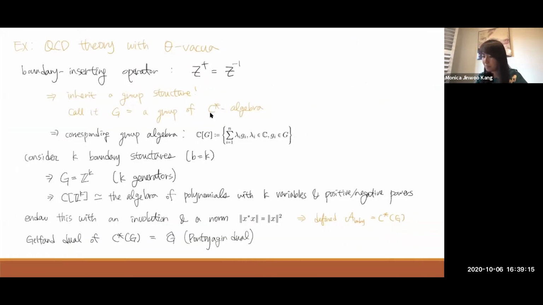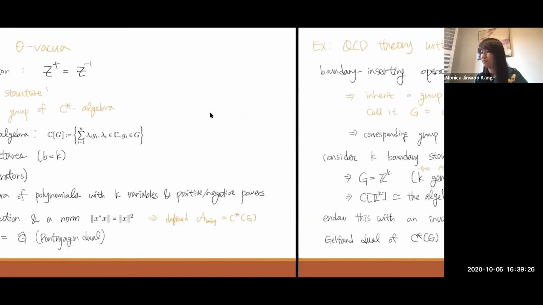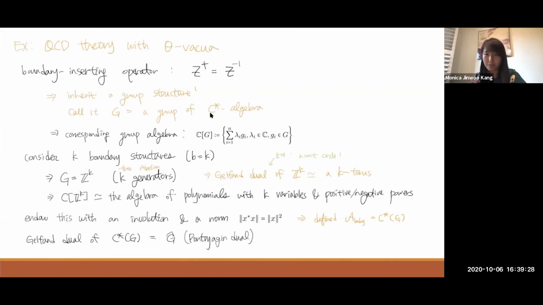So for example, in this setup of Z^k with k generators, the Gelfand dual of this group algebra is exactly the same as the Pontryagin dual. And even better, when k equals 1, your Gelfand dual is just a unit circle. Now, when you have k bigger than 1, you have k free abelian generators, so your Gelfand dual is k copies of a unit circle, which is nothing more than a k-torus.